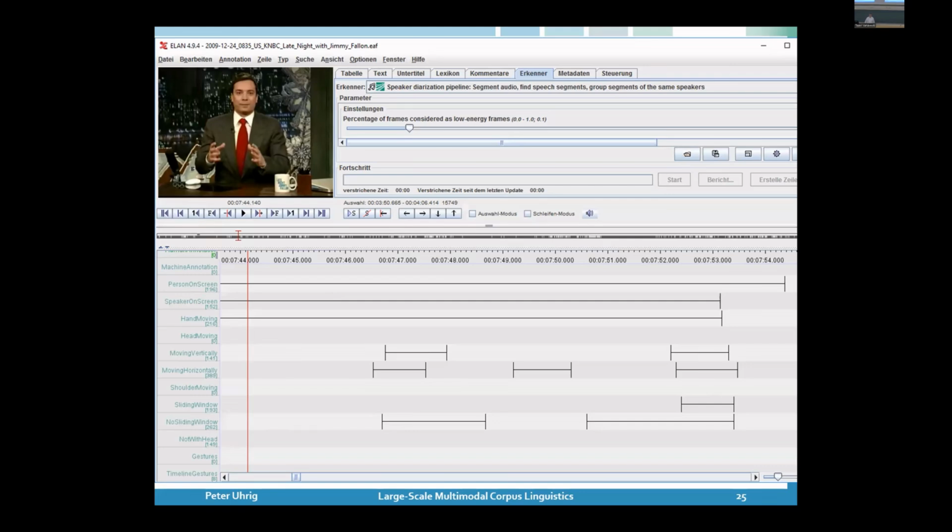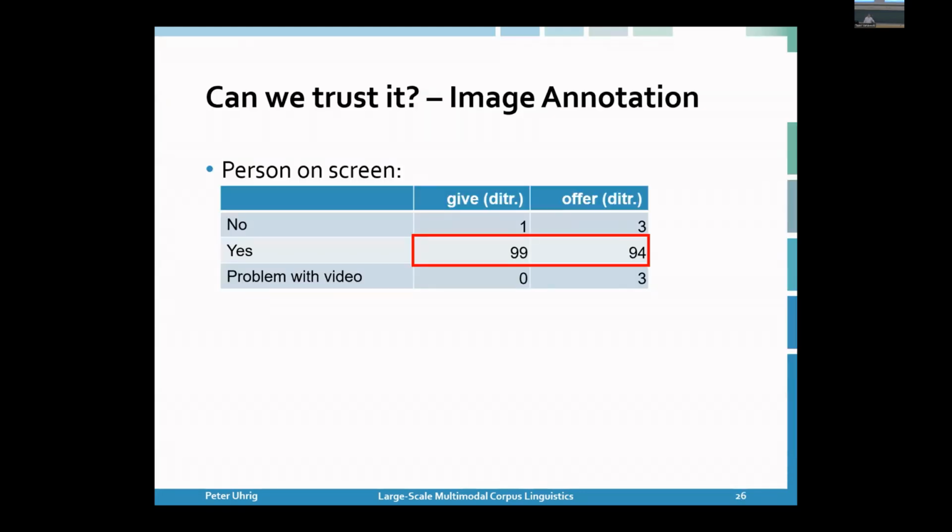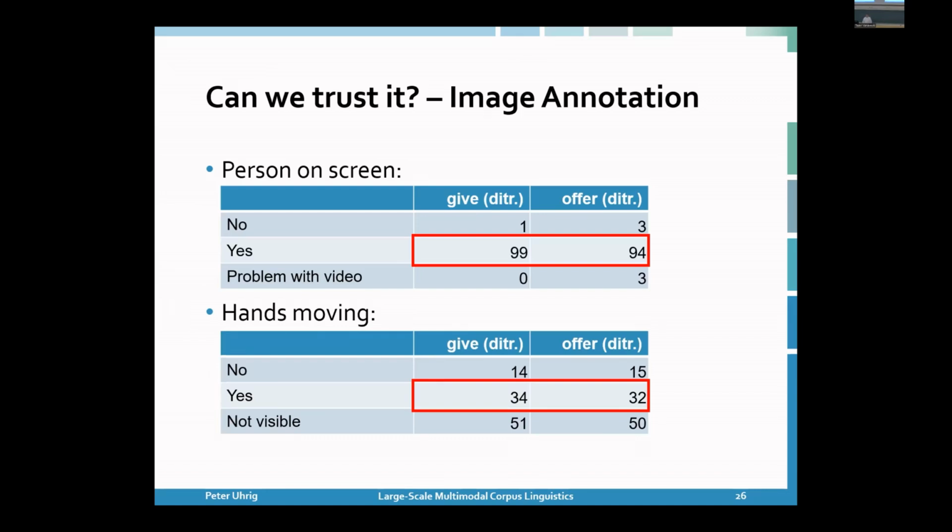And again, we have to ask, can we trust it? And the answer is it depends. So if the computer says there's a person on screen, in like 95% at least, the computer is right. So that's good. However, it misses people sometimes, because if somebody is not full frontal, if you're filmed from the side or slightly from behind, then suddenly the computer doesn't necessarily see there's a face. So that's one problem.